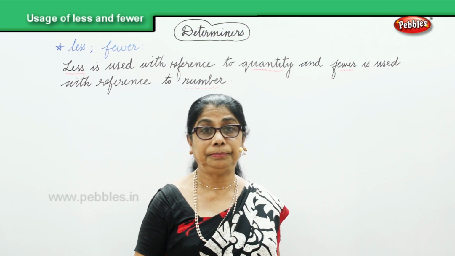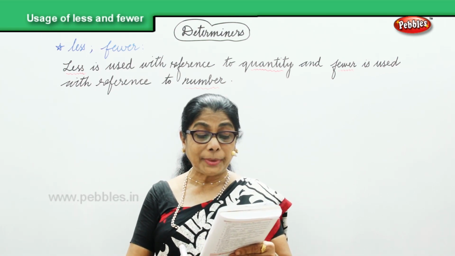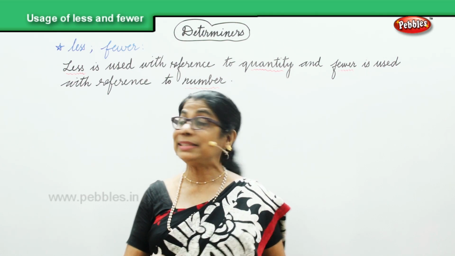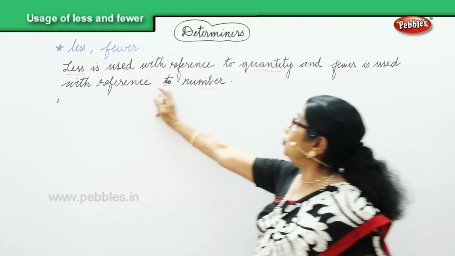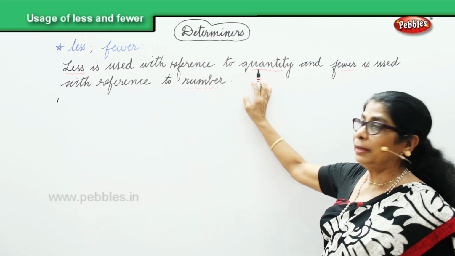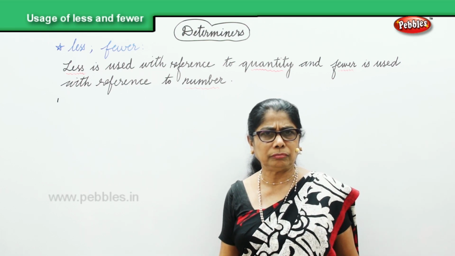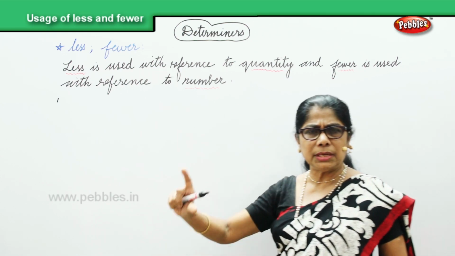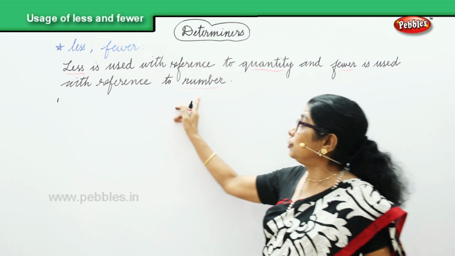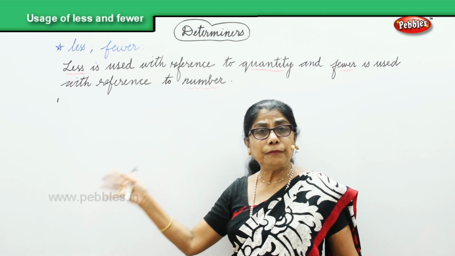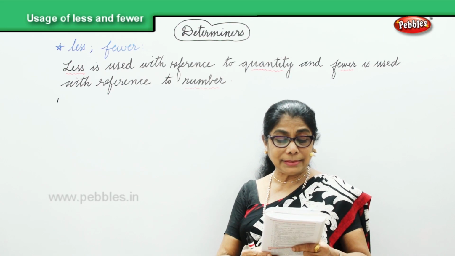Okay, so let's look at the sentence we have. The huge pumpkin weighed no less than 10 kg. When you say less, it is used with reference to quantity. I've got less amount of juice. When you talk about fewer, it is used to reference number. Fewer children.